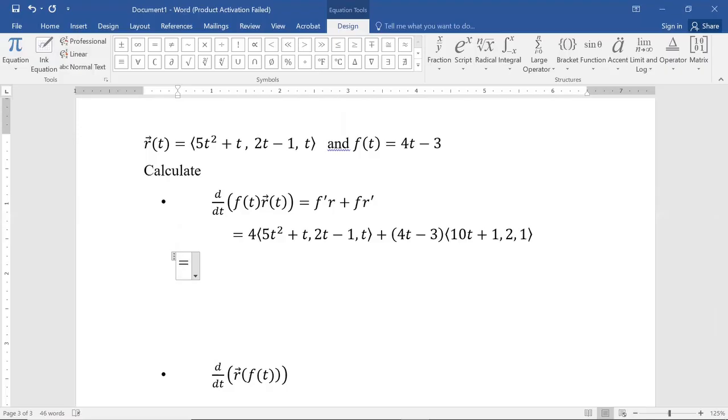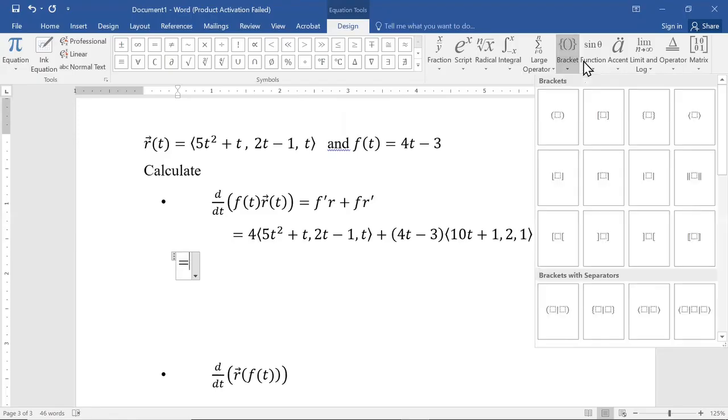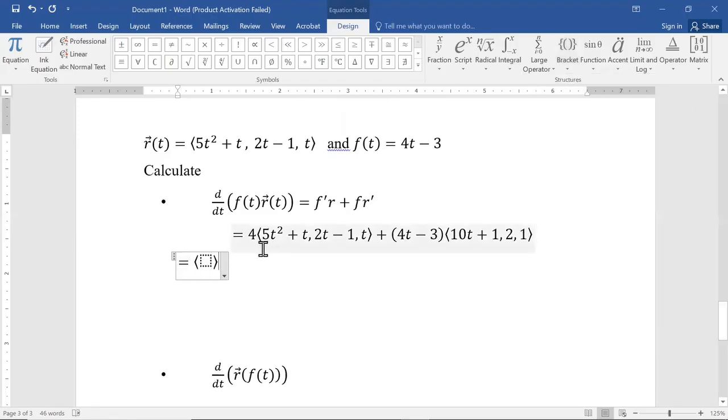Okay. So in the first case, when you distribute the 4 times 5t squared plus t, that is going to be 20t squared plus 4t. Four times 2t minus 1 is 8t minus 4. And then 4 times t is just 4t.